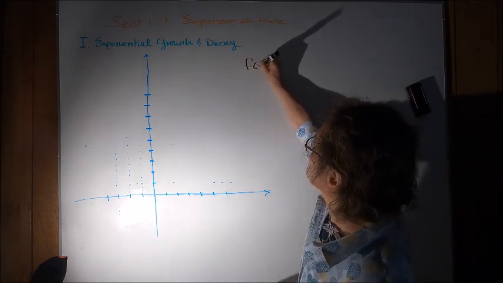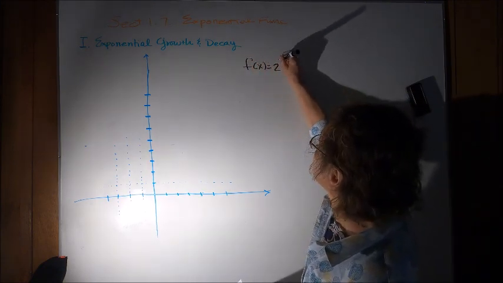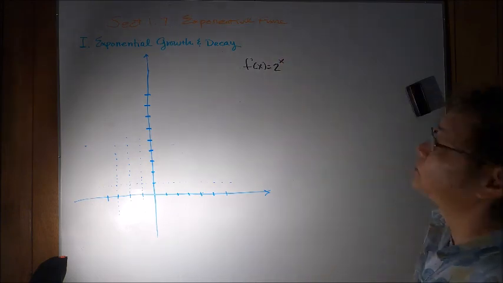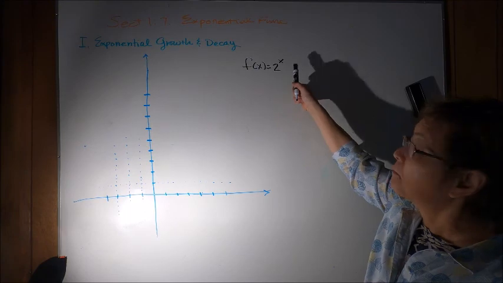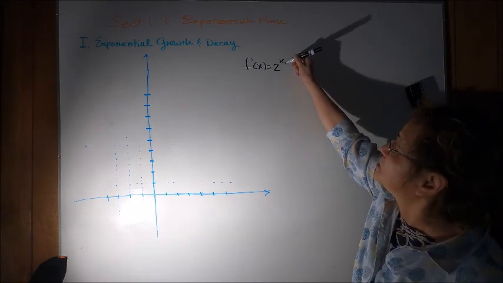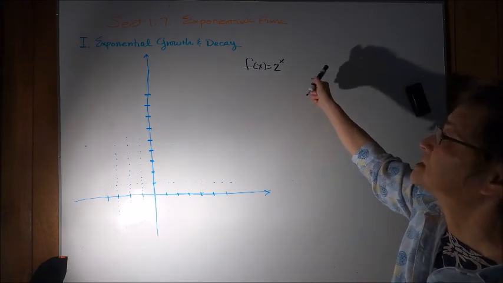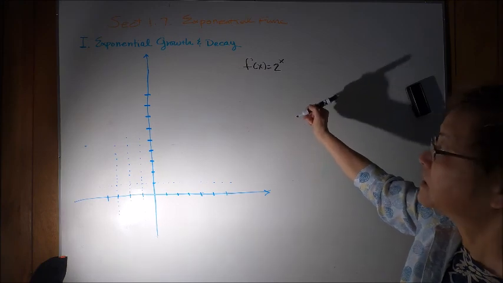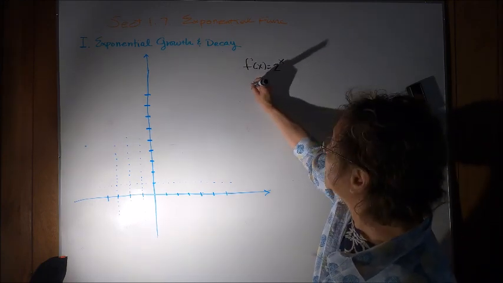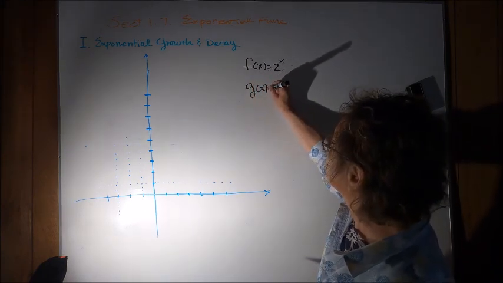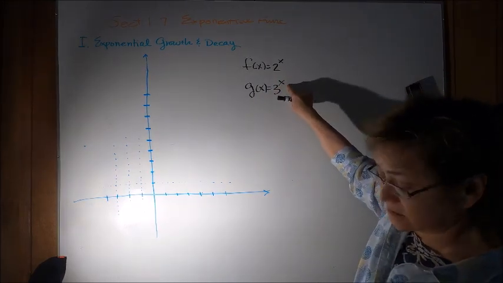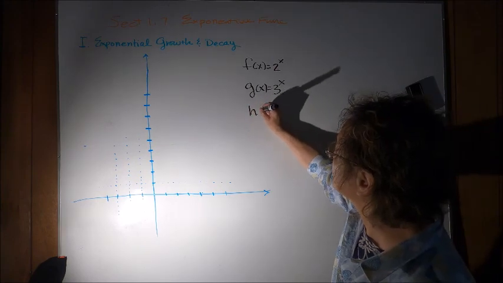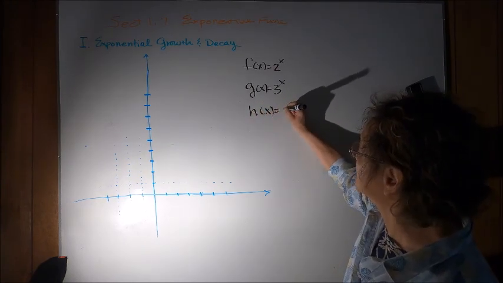So f of x equals what? 2 to the x power. So your variable is on the power position, exponential position. We call it exponential functions. So you might have something like this, right? Different base, but your variable x is on the exponential position.